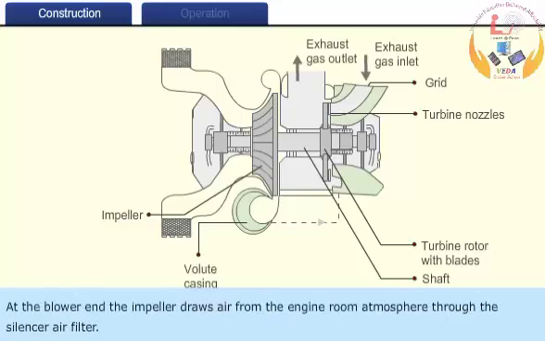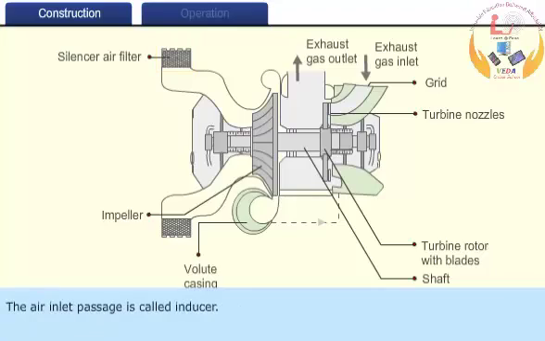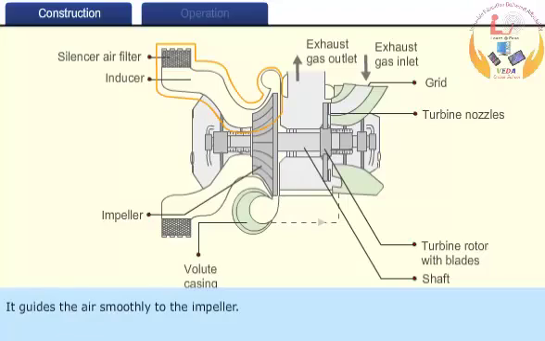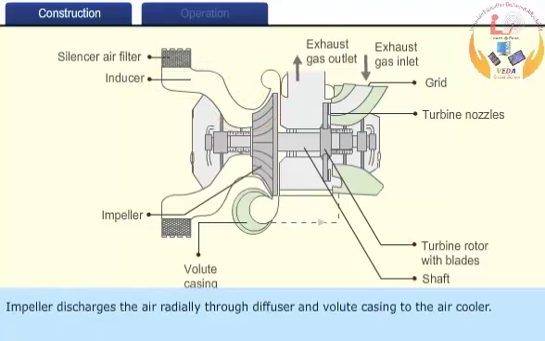At the blower end, the impeller draws air from the engine room atmosphere through the silencer air filter. The air inlet passage is called inducer. It guides the air smoothly to the impeller. Impeller discharges the air radially through diffuser and volute casing to the air cooler.